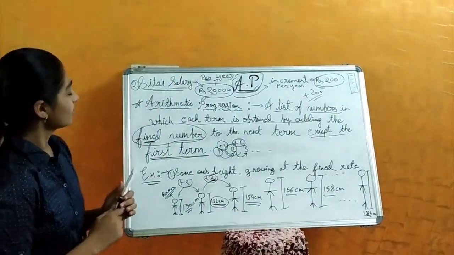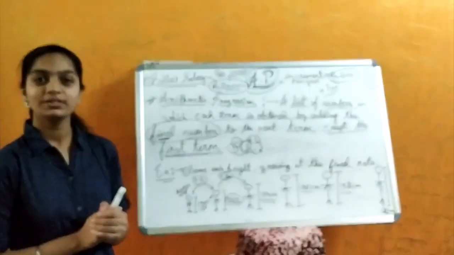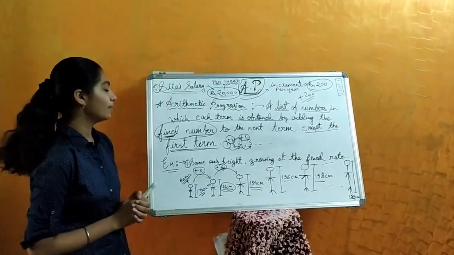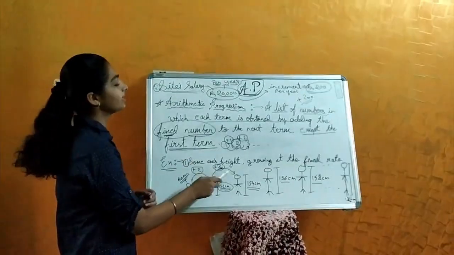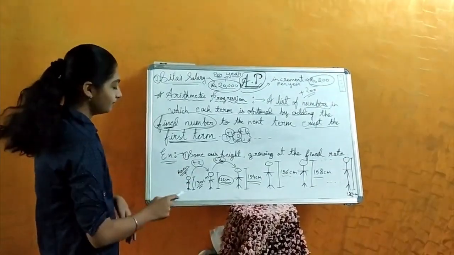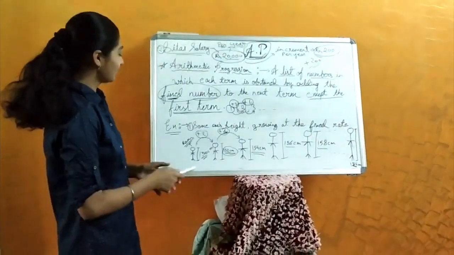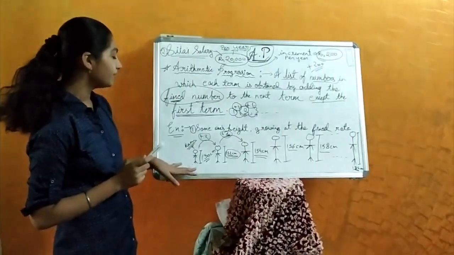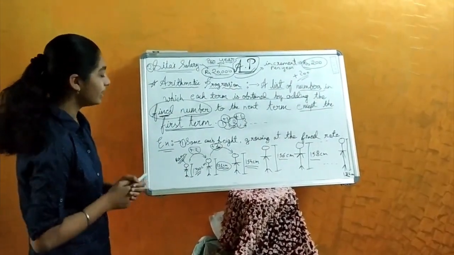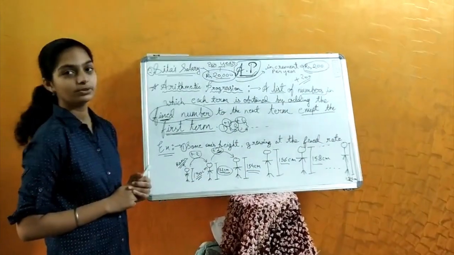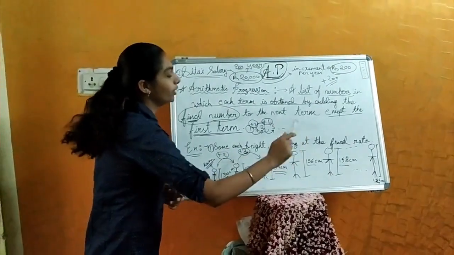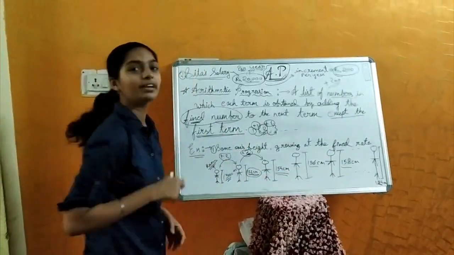Now just moving on to the examples so that we will make our concepts more clear. For example, your first example is someone's height growing at a fixed rate. Okay, say this is Ram. Assume this is Ram. So when we recorded his height the first time, it was 150 centimeter. Now again sometime later we checked, it was 152 centimeter. Again we checked, it was 154. And so on till 184 centimeter.